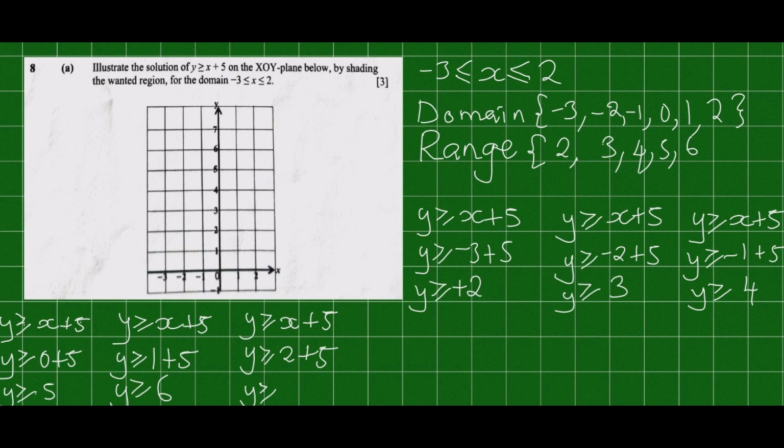Remember, when the signs are the same, we add. So 2 plus 5 will give us 7. So when x is equal to 2, then y will be equal to 7. Now we have found the elements of the range, so now we can plot the points. Without wasting your time, we are going to plot the points, so pay attention.